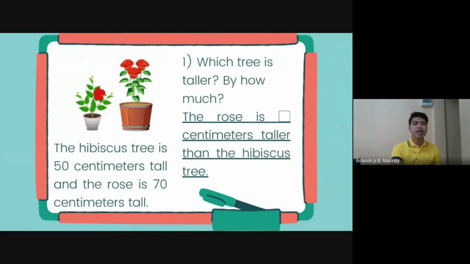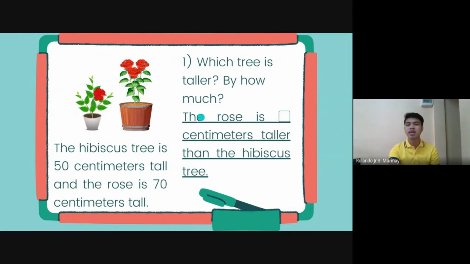Here we can see two plants. The first one is a hibiscus and the second one is a rose. The hibiscus plant is 50 centimeters tall and the rose is 70 centimeters tall. So the question is, which plant is taller and by how much? Since it is obvious in the picture that the rose plant is taller, what we're going to do is find out how much taller it is compared to the hibiscus plant.